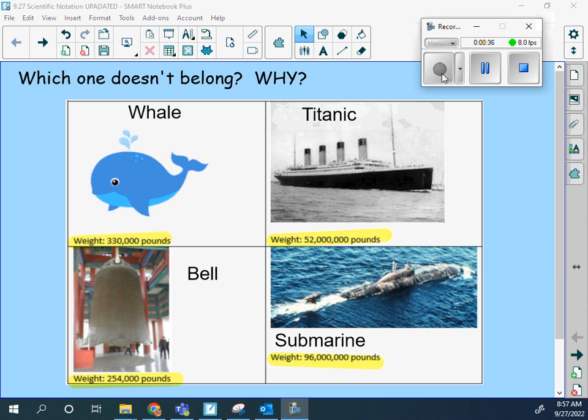Anybody else? Something different? Oh, okay. A bell, because that is one in water. I like it. Anything else? Bell, because it's the lightest. Okay, yeah, it is the lightest according to the numbers there. Anything else? These are all good answers.